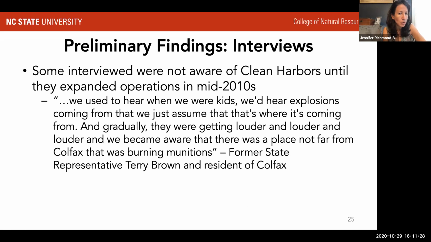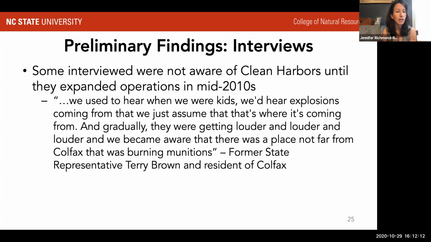Just to give you a few insights that we had heard from the interviews, which we're still kind of breaking down. This is a quote from Terry Brown, who is a former state representative. He actually stepped down because he didn't want to deal with the political pressure that he was receiving to try to fight this facility in the state house. But he said, quote, "We used to hear when we were kids, we'd hear explosions coming from that, and we just assumed that that's where it's coming from. And gradually, they were getting louder and louder and louder. And we became aware that there was a place not far from Colfax that was burning munitions."